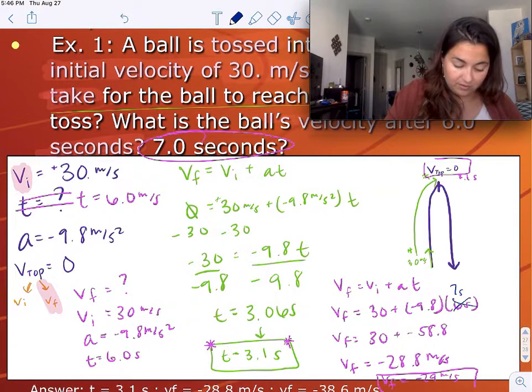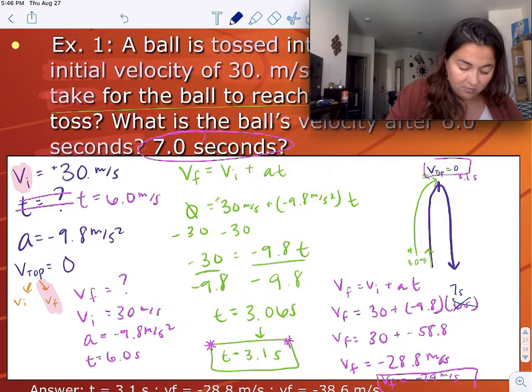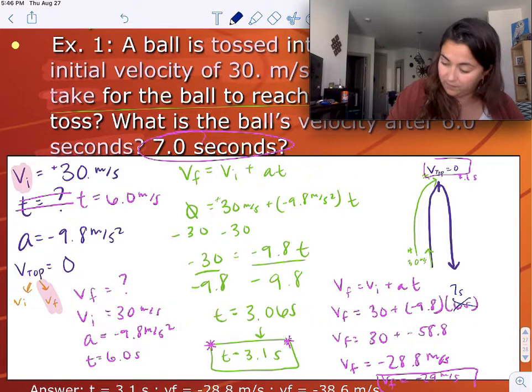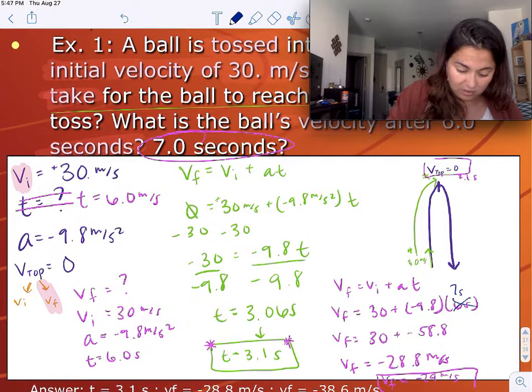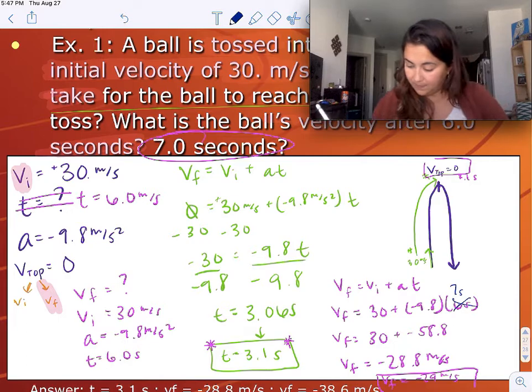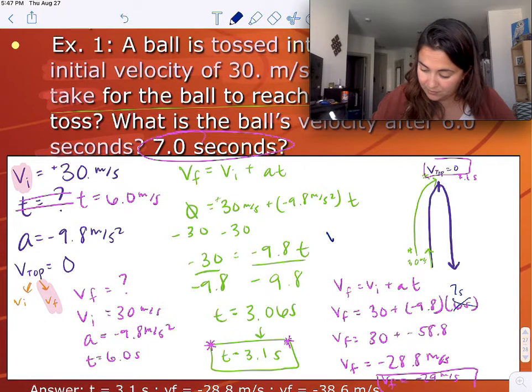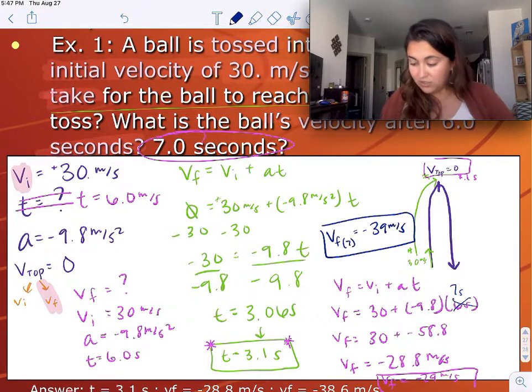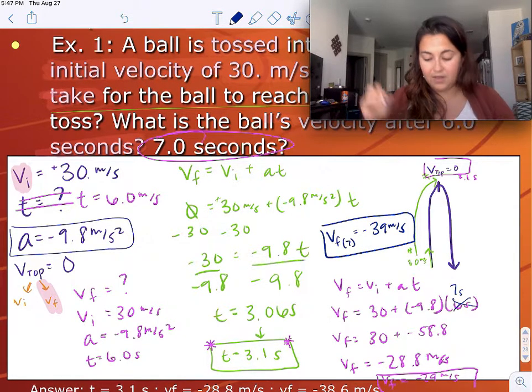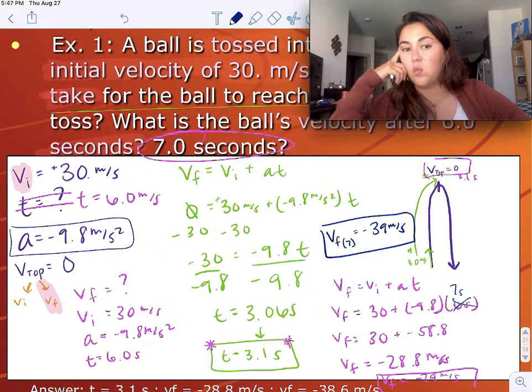If I do the math for that really quickly right now, I'm not going to work that out for you. I'm just going to show you something. I get about, I'm going to say final velocity, and I'm going to put parentheses 7 seconds so you know the difference. It's about negative 38.6, or I should round that to 2 sig figs, so about negative 39 meters per second, which, if you think about it, this acceleration is negative 9.8 meters per second squared.